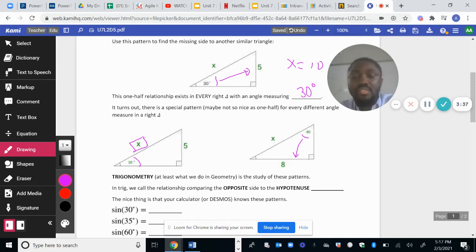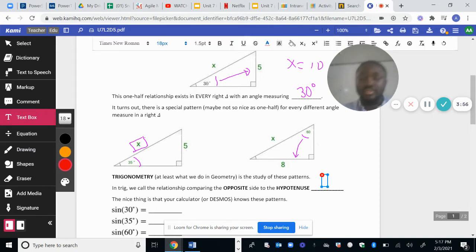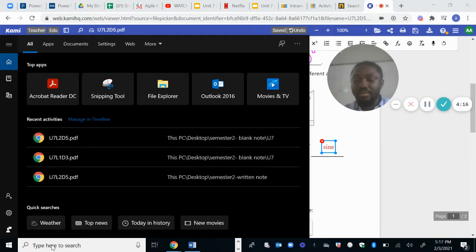So in trig, at least what we do in geometry, is the study of these patterns. These are the things we're going to study today. In trigonometry, we call the relationship comparing the opposite side to the hypotenuse sine. Whenever you are comparing the opposite to the hypotenuse, we talk about sine. You can always calculate it, like when you're calculating the sine of 30, you can always use your calculator.